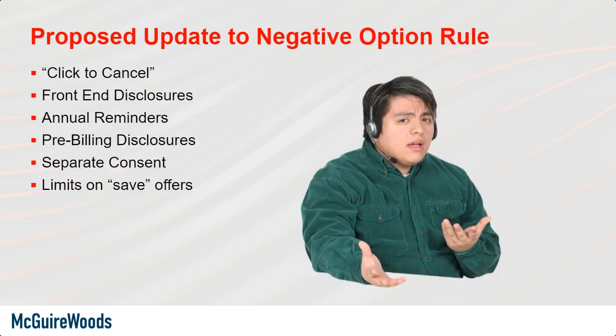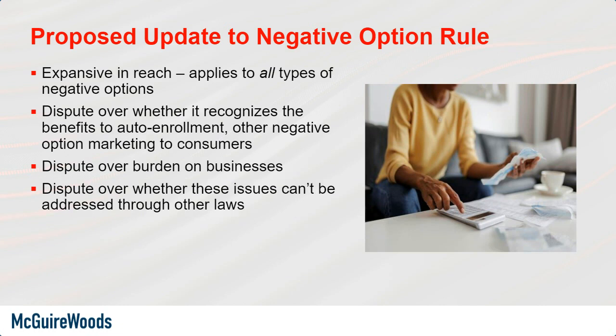But what the FTC has proposed doing was to update the negative option rule to include a number of things to combat these supposed dark patterns. The big one that I'll highlight is the click-to-cancel rule that would require businesses to make it, quote, "as easy as," end quote, enrolling. So if you have one click to enroll in an auto enrollment scheme, you should have one click to unenroll. It requires a number of new disclosures. It requires annual reminders, and it requires separate consent to specifically accept the negative option enrollment that's separate from the goods and services.